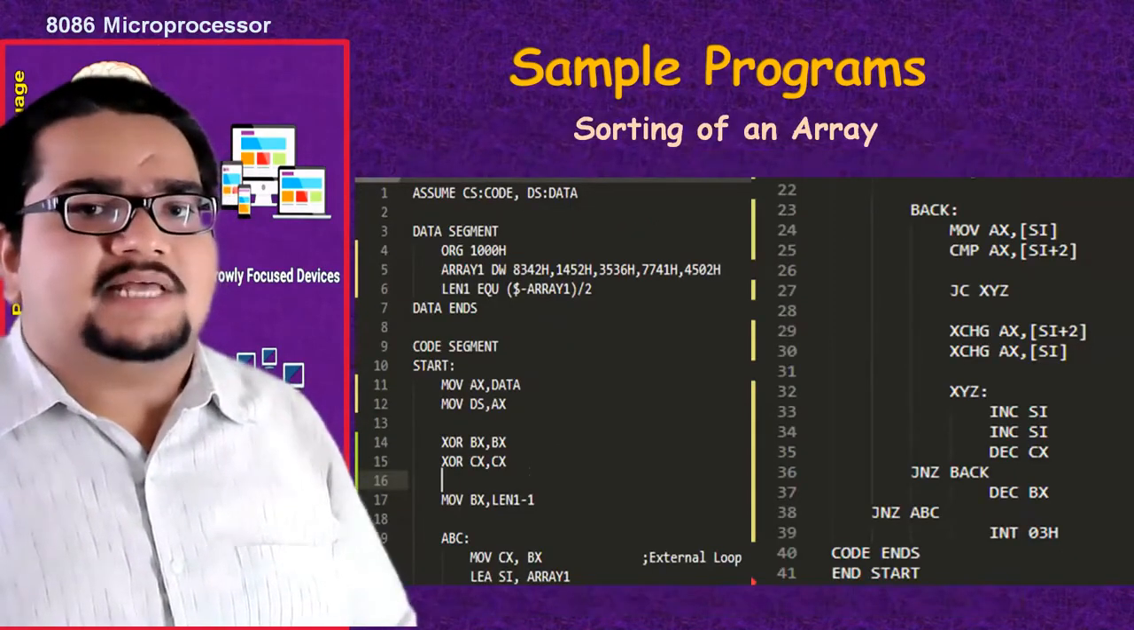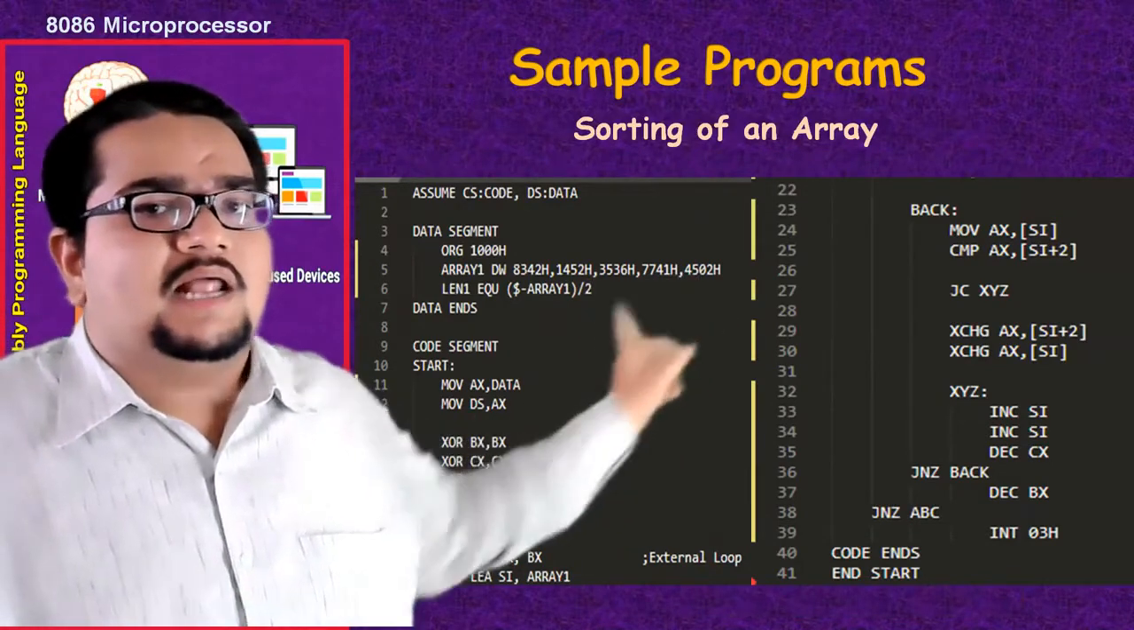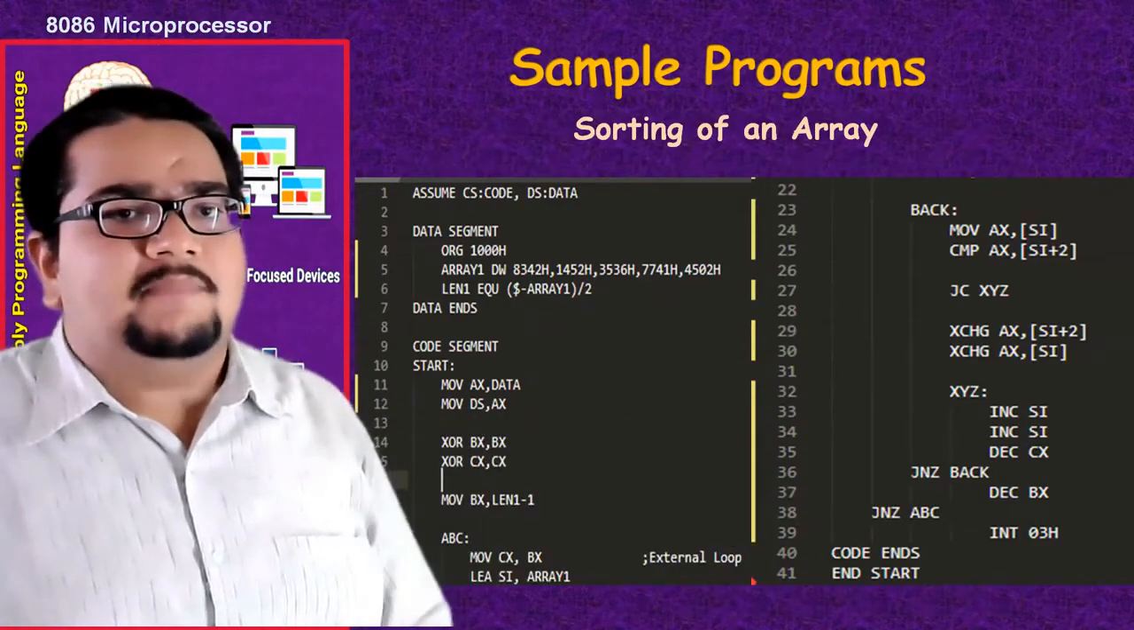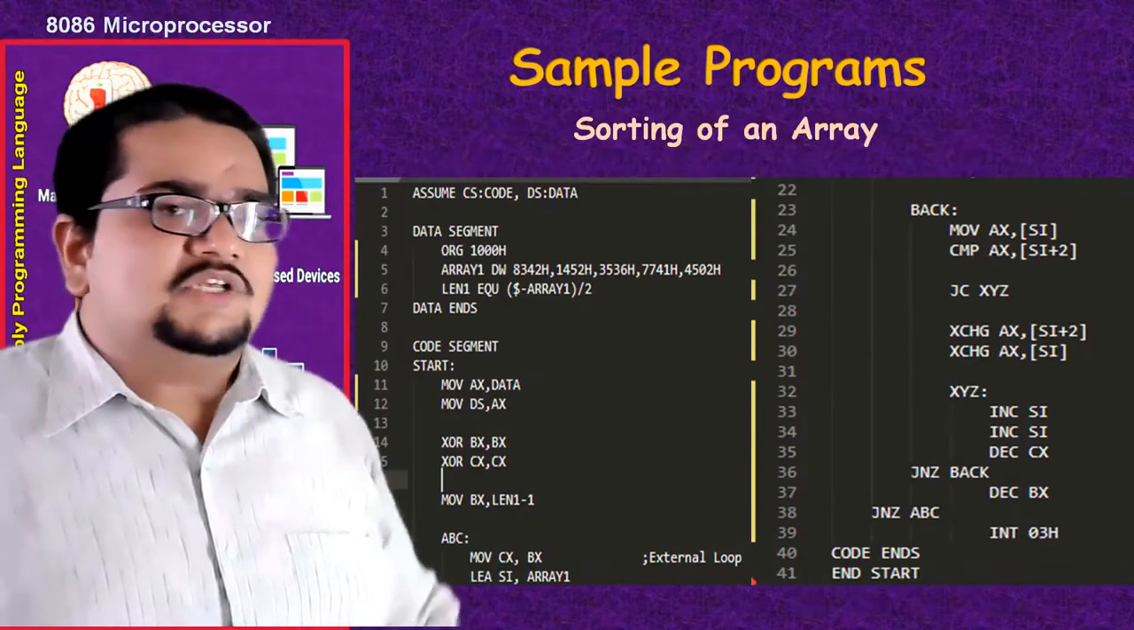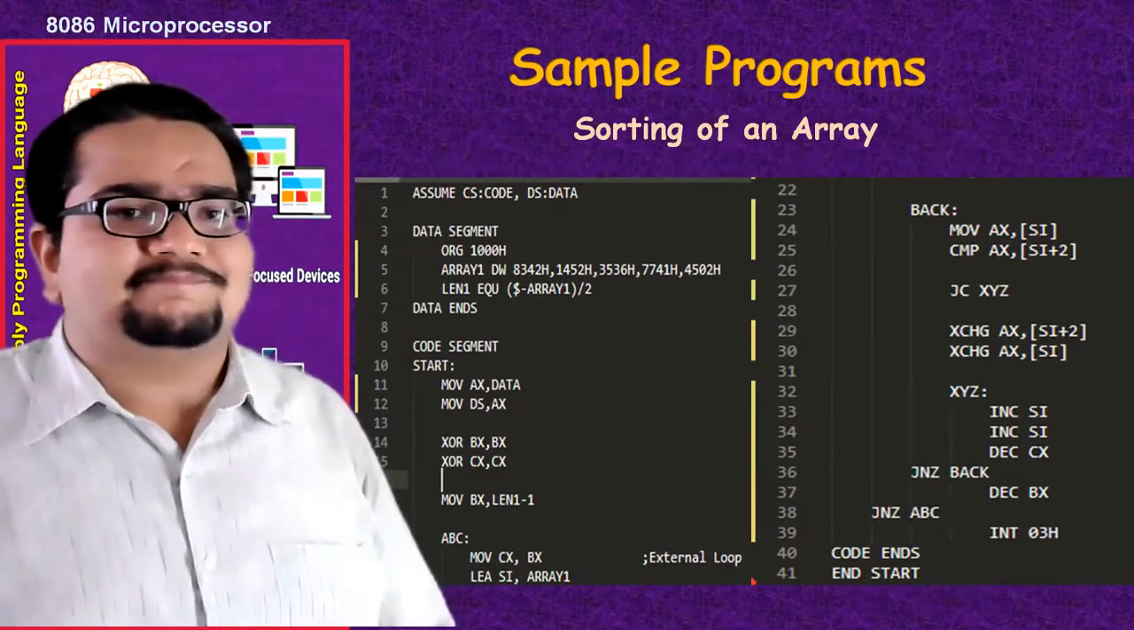Here is another program. This is for sorting an array. So I'll write an array of 16-bit numbers here, and I sort them in this particular program by using a sorting algorithm. So this program is for sorting.